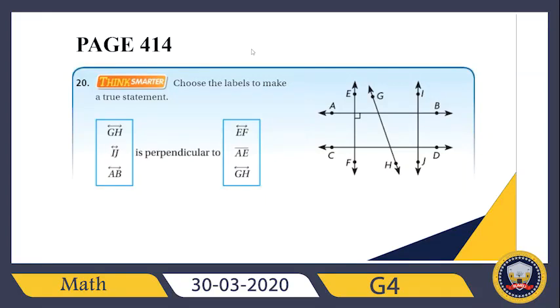Good job. What about last question? It says, choose the labels to make a true statement. First of all, it says perpendicular. Let's check a right angle here. So if I see it, I can say this is, or third line, AB, right? So line AB is perpendicular to line EF, right? Good job.